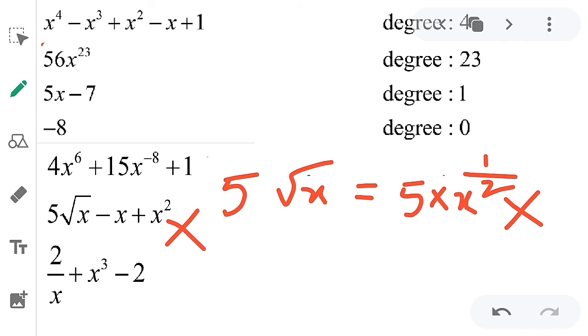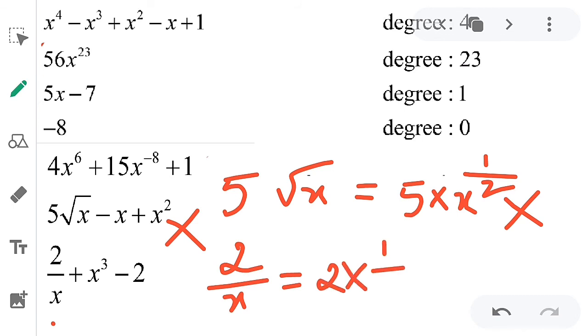Now let us see another example, 2 by x. This 2 by x can be written as 2 into 1 by x. What can 1 by x be written as? x power minus 1. So whenever an expression is given, you have to simplify it first, then you have to decide whether it is a polynomial or not. After simplifying, the variable has minus 1, right? That is a negative integer as a power of variable x. So can I say this is a polynomial? No, it is not a polynomial.